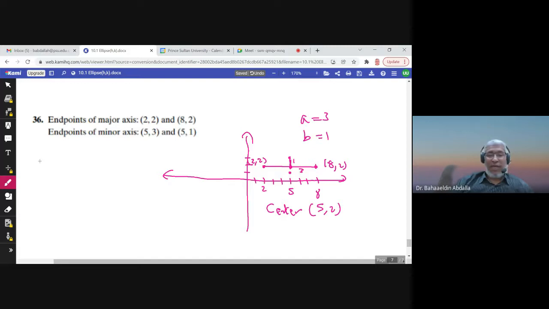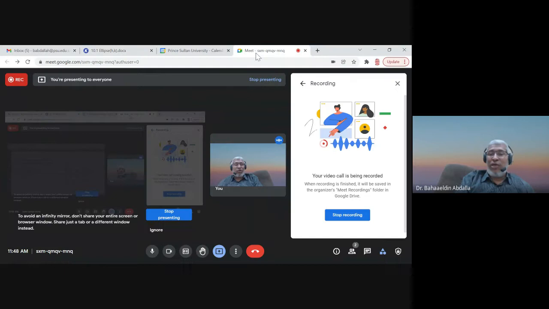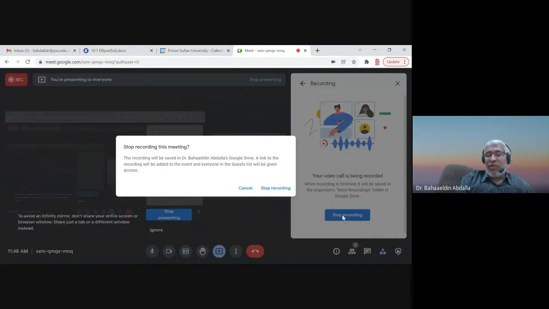So everything is ready. Where is the center? 5, 2. So (x minus 5) squared over, plus (y minus 2) squared over, this is the equation, equals 1. Below x, 3 units, so 9. Or a is 3, a squared is 9. b is 1, so b squared is 1 squared, which is 1. So this is the equation of the ellipse, and this was the last question. I hope you enjoyed ellipses with center h, k.